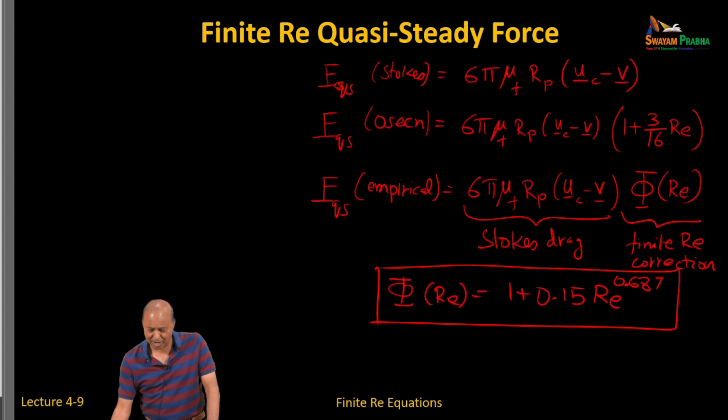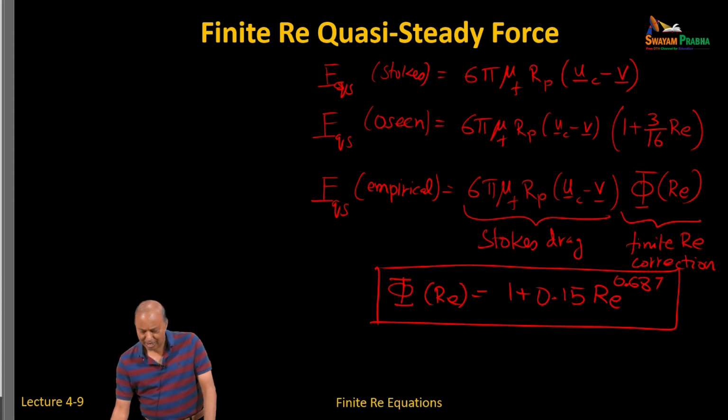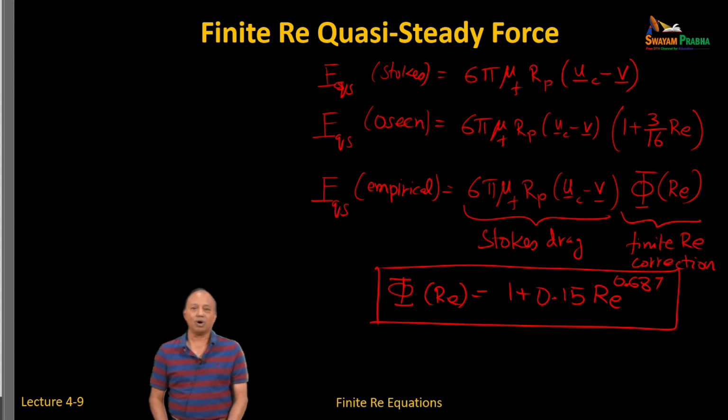At small Reynolds numbers, Oseen did some expansion and derived this formula analytically, but nowadays nobody really uses it. The popular one is at finite Reynolds number, where you multiply the Stokes drag with what is called the finite Reynolds number correction. There is no analytical theory for it, you just verify it experimentally.